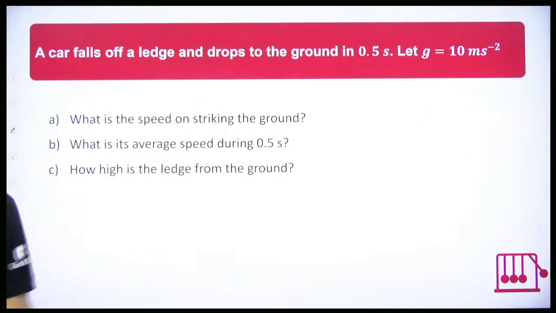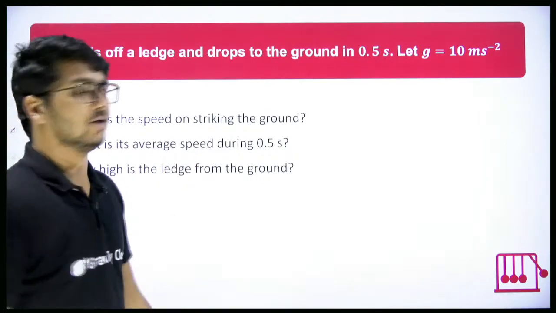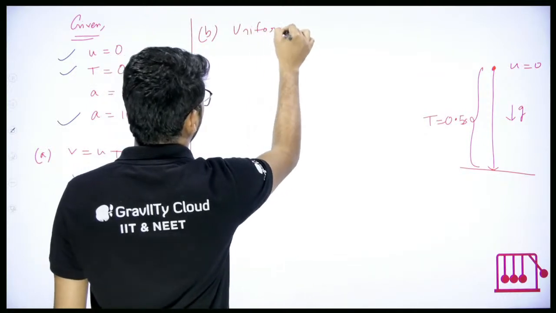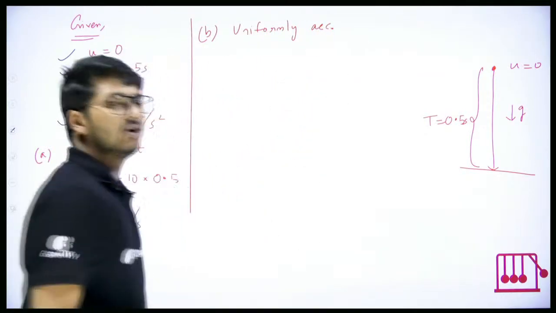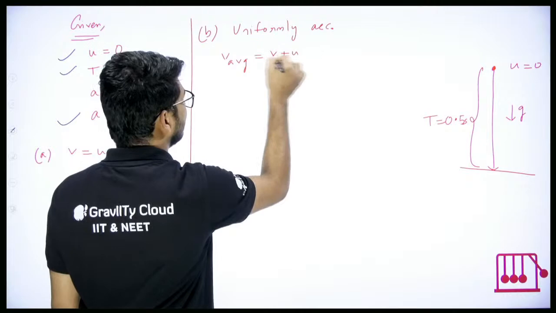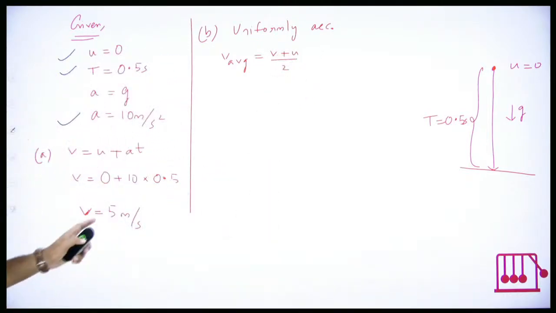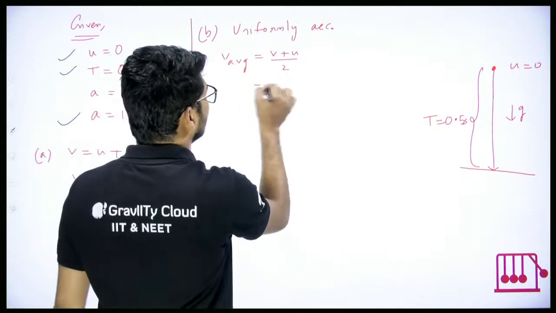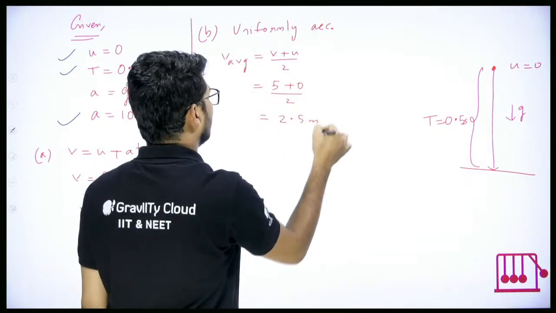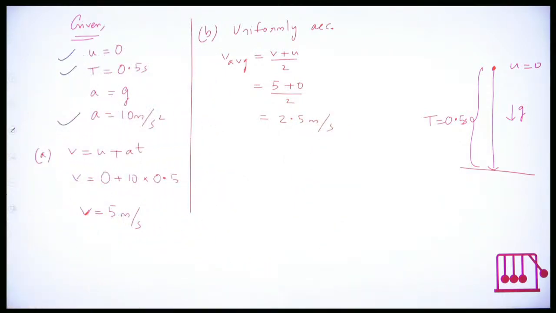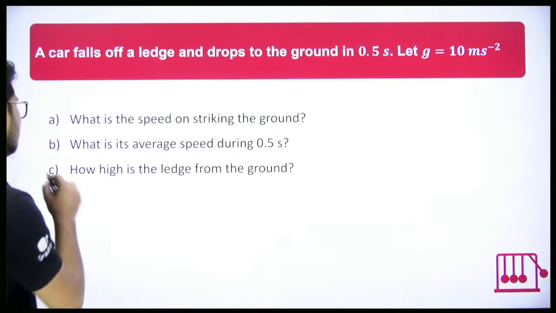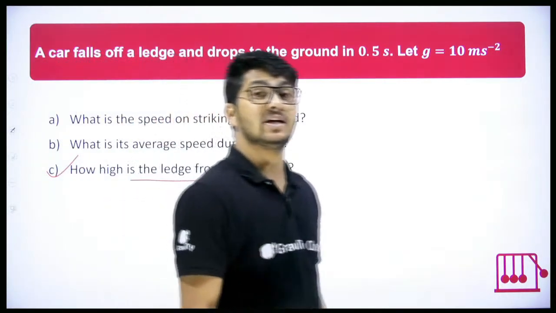This was case A. What is its average speed during 0.5 seconds? Now here, it is uniformly accelerated motion, yes or no? And for uniformly accelerated motion, average velocity is equal to (V plus U) by 2. We got V as 5, U as 0. So it is (5 plus 0) by 2, 5 by 2, that's going to be 2.5 meter per second. So we also have average velocity.